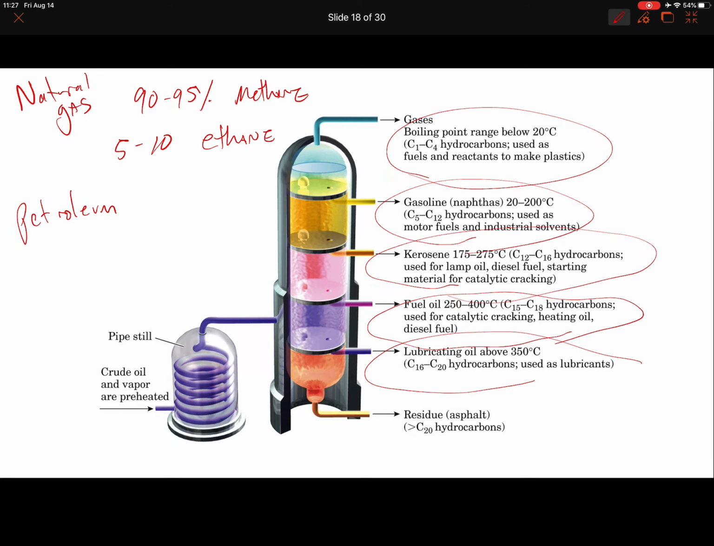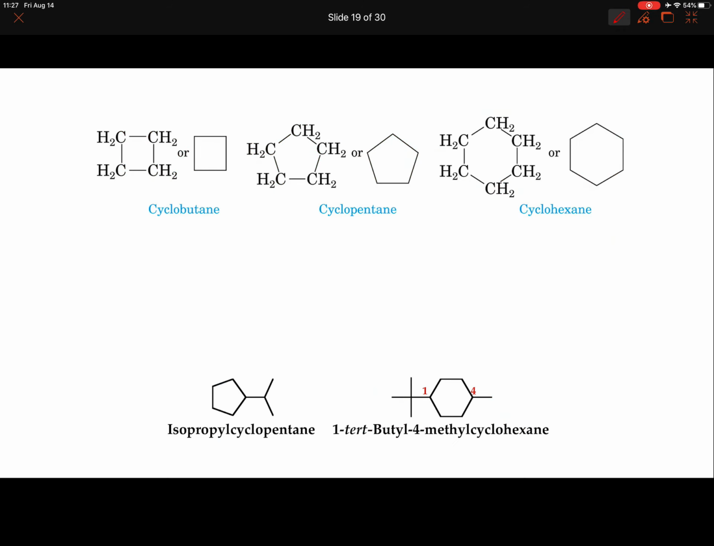Lubricating oils come out after that, C16 to about C20. And then anything that's left over, these are large hydrocarbons, and we would use this as oil or asphalt or something like that. So that's basically where they come from.